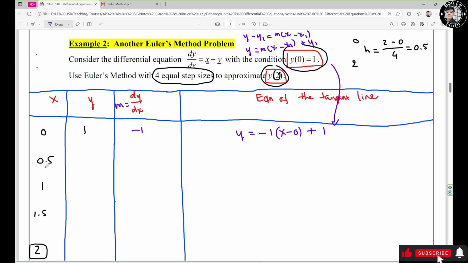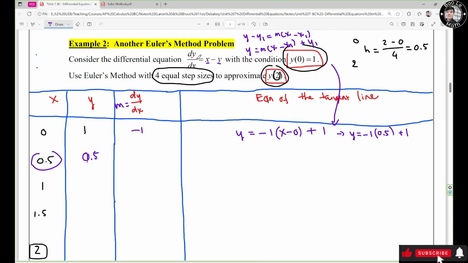Now, I need to evaluate y of 0.5 to find the value right here, right? I substitute 0.5 for s into this equation, right? So does that mean I have y equals negative 1 times 0.5 minus 0 is going to be 0.5, right? Plus 1. So it's going to be negative 0.5 plus 1 is going to be 0.5, right? So I have 0.5 right here.